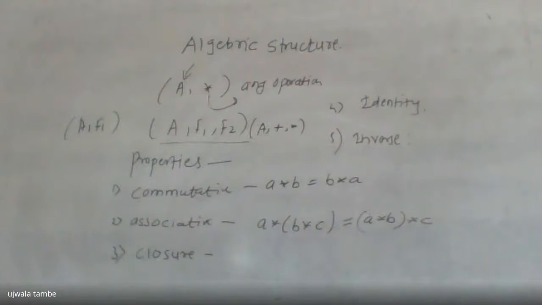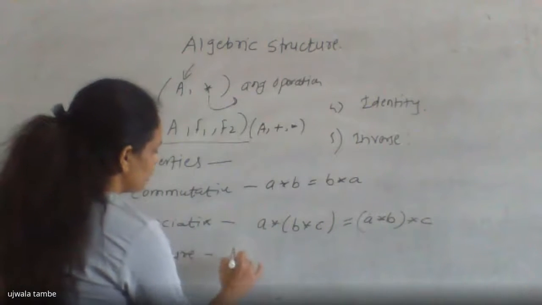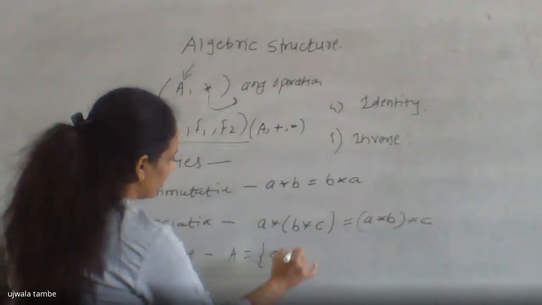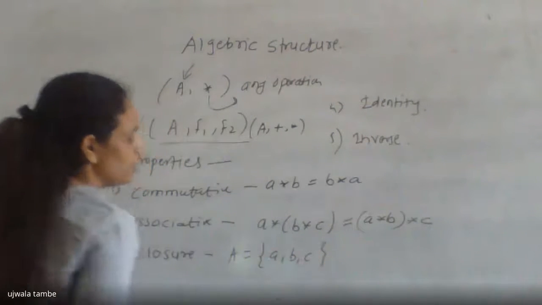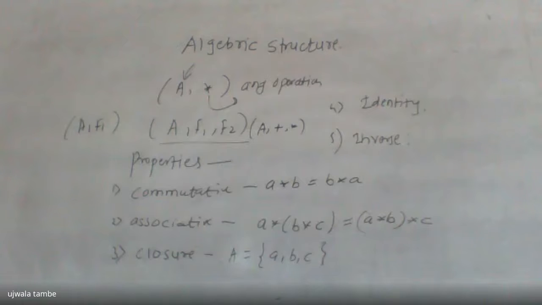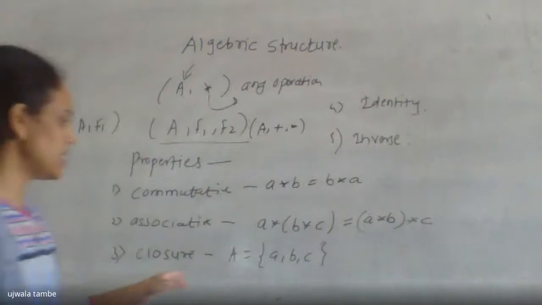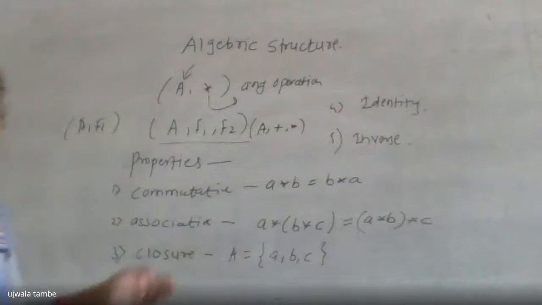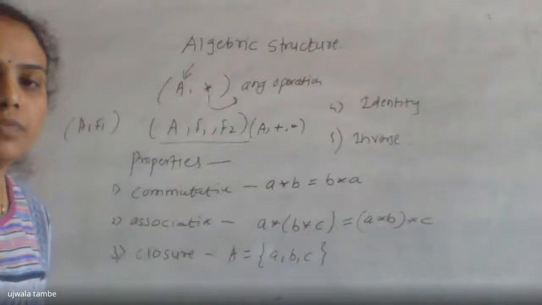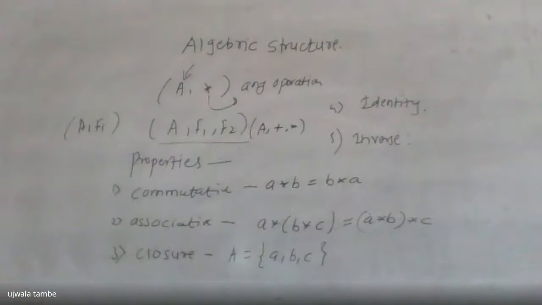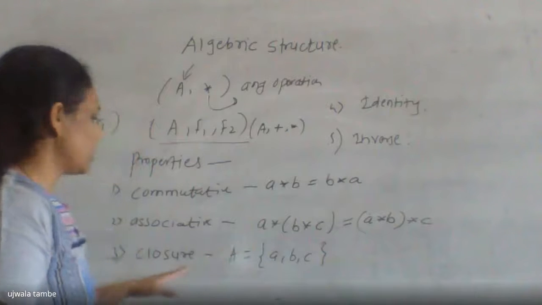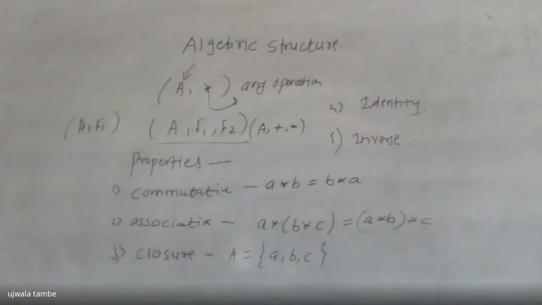Then what is meant by closure? Suppose there is a set A having elements A, B, C, and whatever operation we perform on the set A, the result is also available in the set A. Then we can say that the given structure follows the closure property.